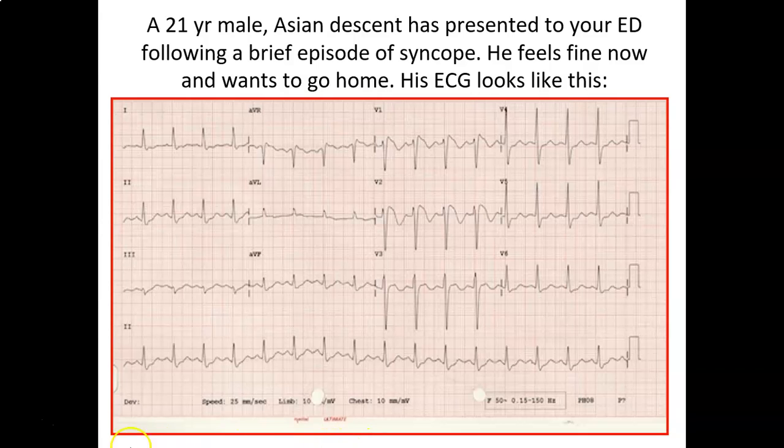This is the ECG of a 21-year-old male, Asian descent, who has presented to your emergency department following a brief episode of syncope. He feels fine now and wants to go home. If you look at the ST segments in this ECG, there is elevation in V1 and V2. And this is coved type, tent shaped. And the patient presents with syncope.